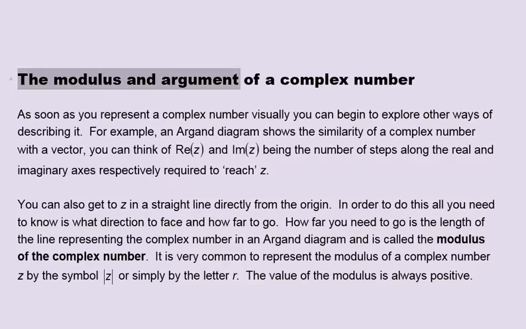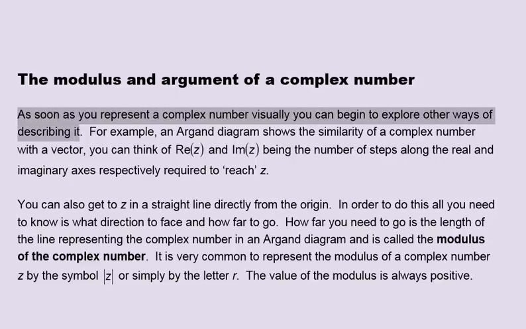The modulus and argument of a complex number. As soon as you represent a complex number visually, you can begin to explore other ways of describing it. For example, an Argand diagram shows the similarity of a complex number with a vector. You can think of Re of z and Im of z as the number of steps along the real and imaginary axes, respectively, required to reach z.